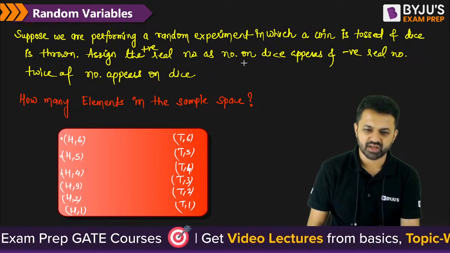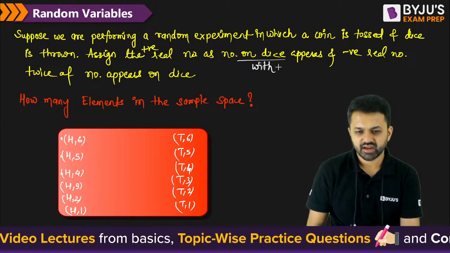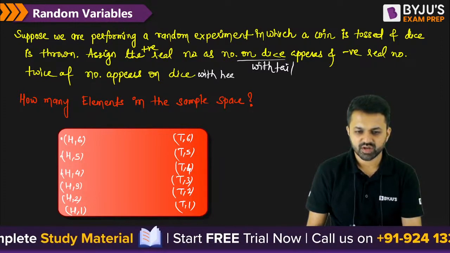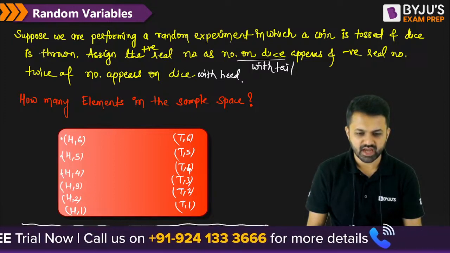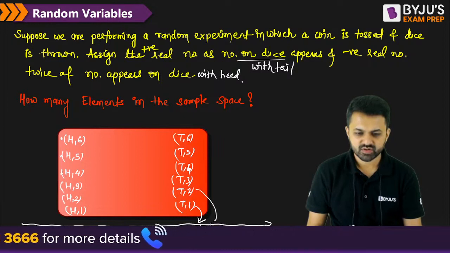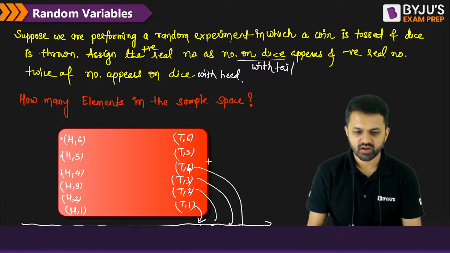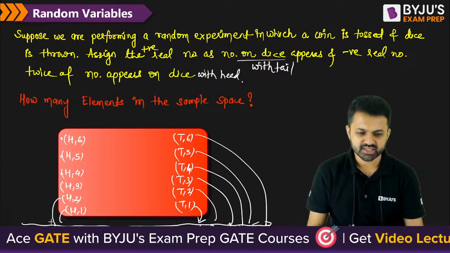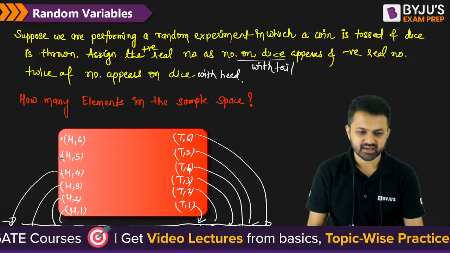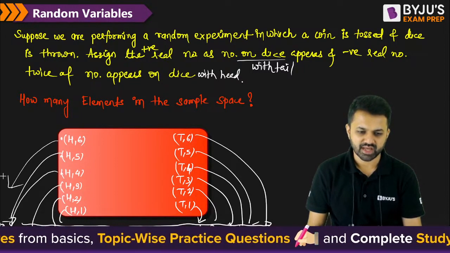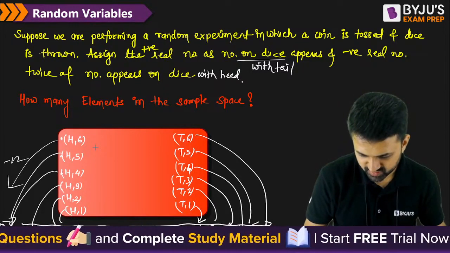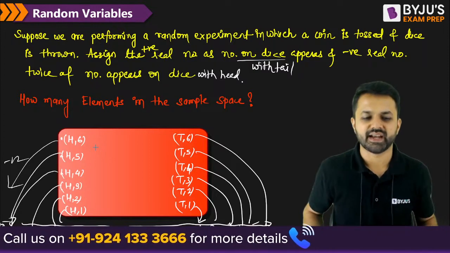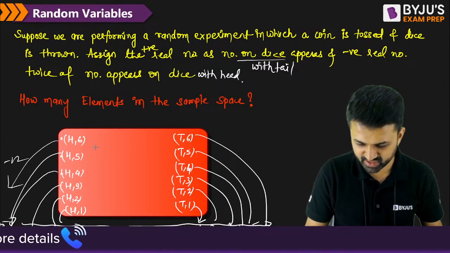And assign the positive real number as the number appearing on the dice with tail, and the negative real number for the dice appearing with head. So we have to define here 1, 2, 3, 4, 5, and 6. So it is the mapping. And here -2, -4, -6, -8, -10, -12, like this. So in this way you have to define. Understood now? So in this way you can easily write the random variable according to this.